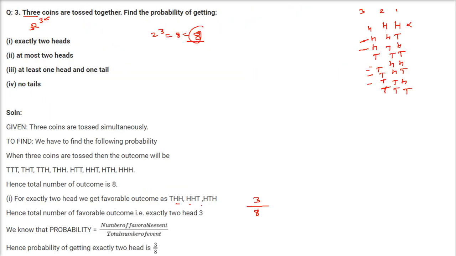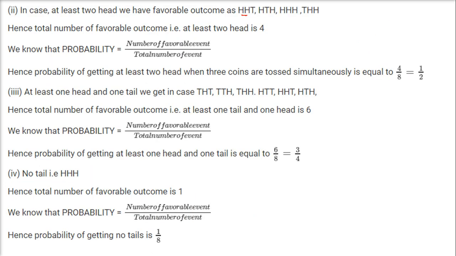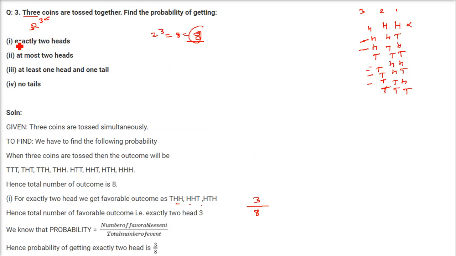Oh, at least, I'm just changing it. Okay, it's at least two heads. So I'm just changing it. Now let us again revisit it with this question. At least two heads. So this one is two heads. This is two heads. This is two heads. But at least, that means this will also count. HHH. It has at least two heads.